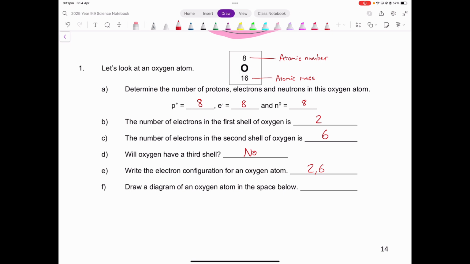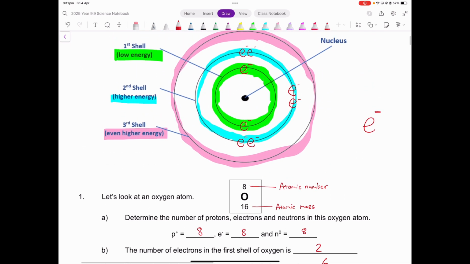So draw a diagram of an oxygen atom in the space below. So this is going to be ever so slightly different to this one up the top. How is it going to differ?